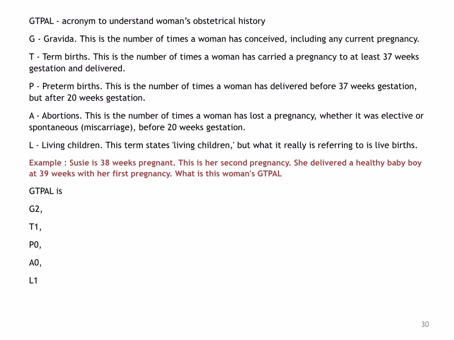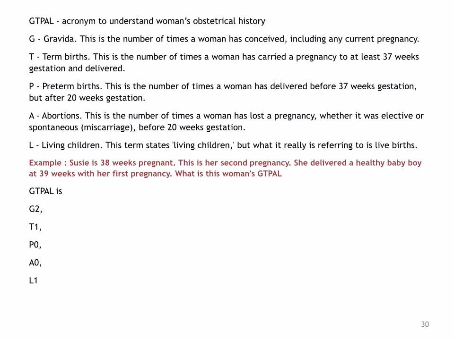Now, the GTPAL system is an acronym to understand a woman's obstetrical history. This simple GTPAL system can become very complex if you want to go very, very deep in this. I'm not making it very difficult at your level. Every letter signifies the woman's pregnancy history. So G means gravida. This is the number of times a woman has conceived, including any current pregnancy.